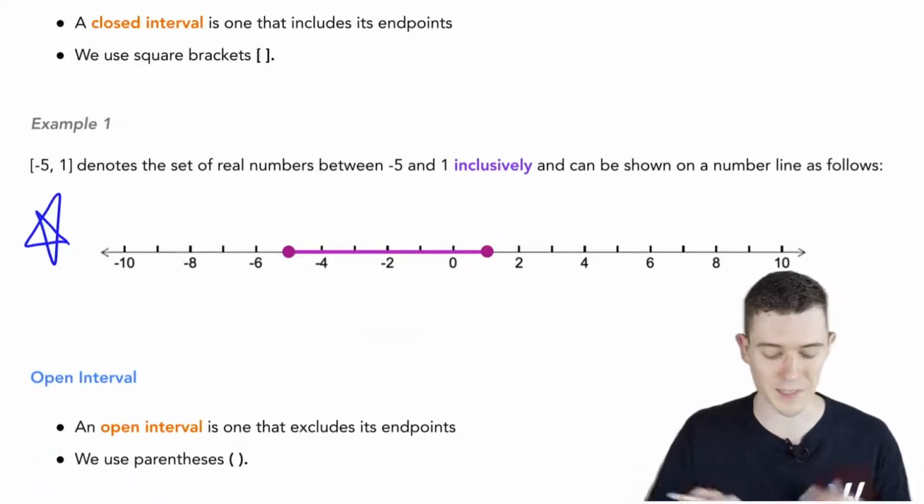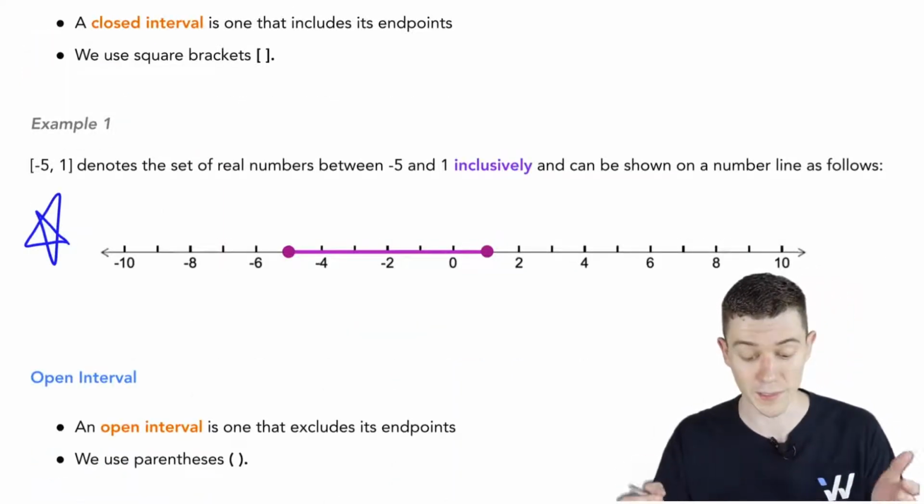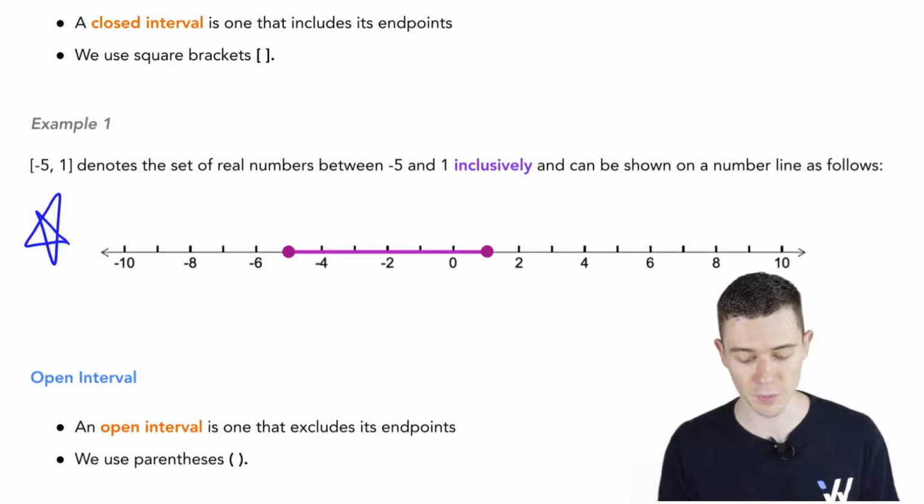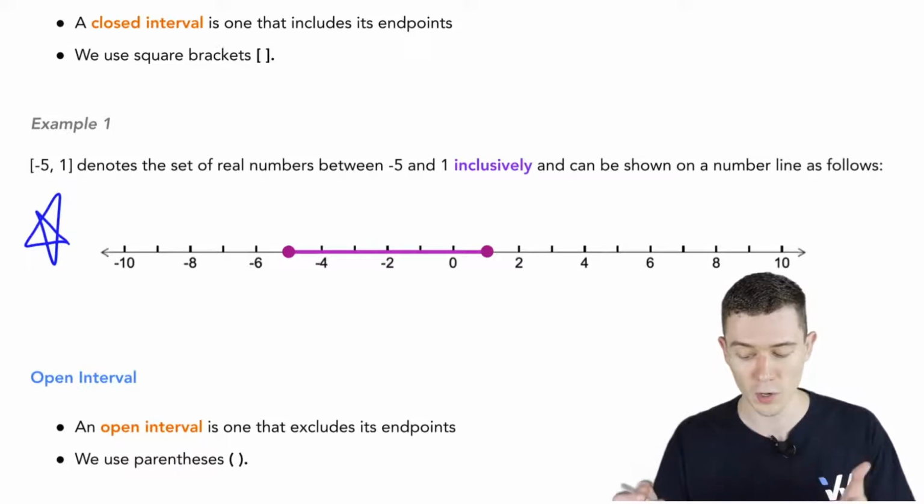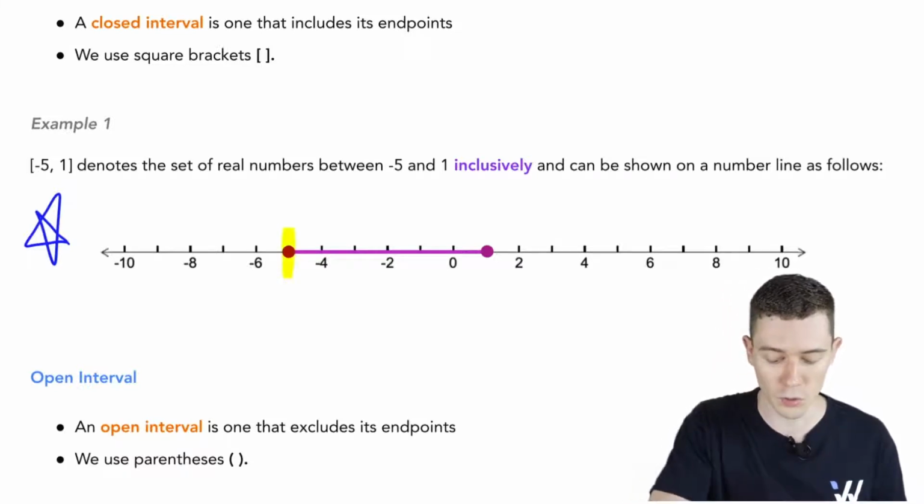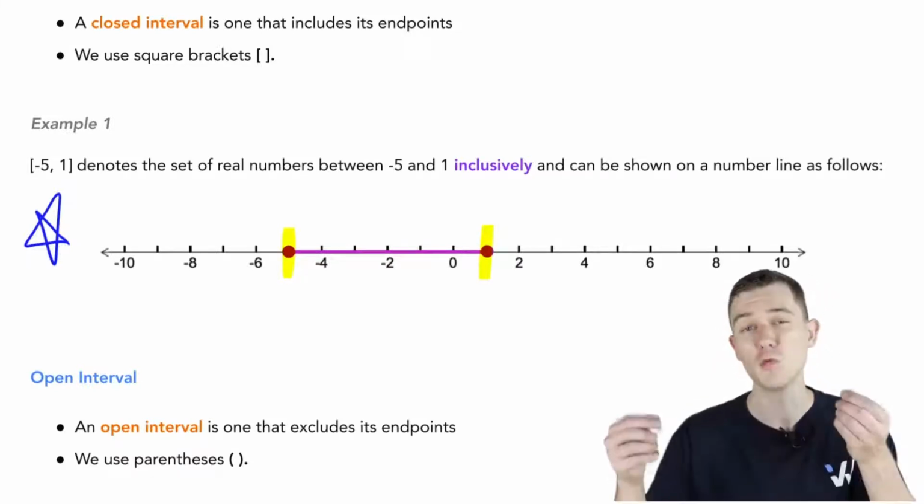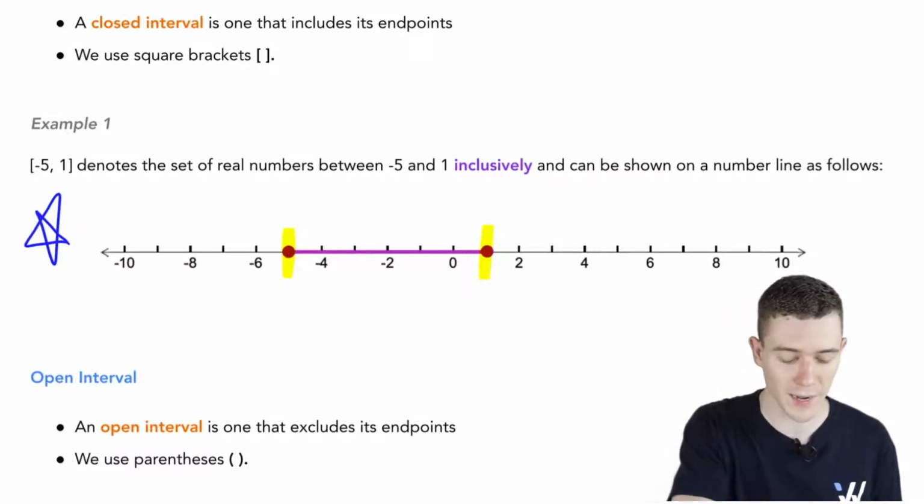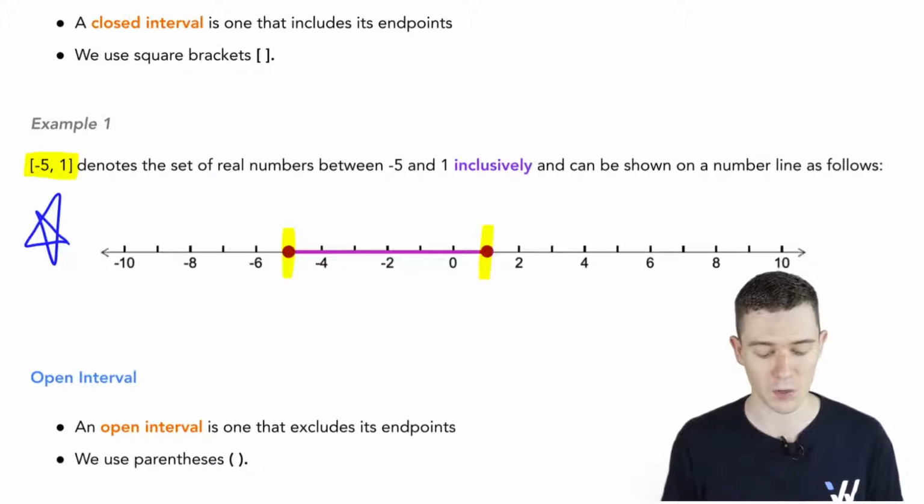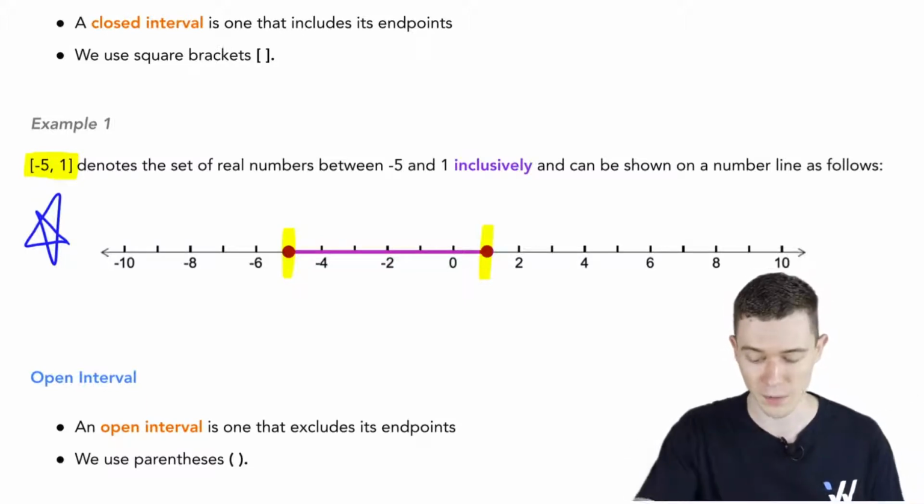This line represents the interval -5 to 1 in brackets. Notice on this number line, it's filled in from the number -5 up to 1 with these two closed circles. That means we're including those endpoints in our interval, and it's denoted as -5 to 1 in brackets.